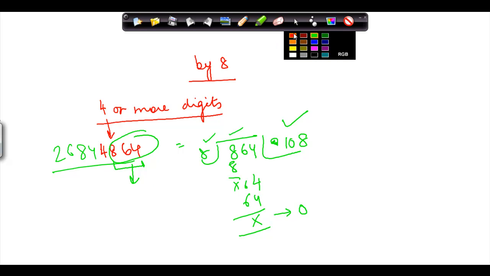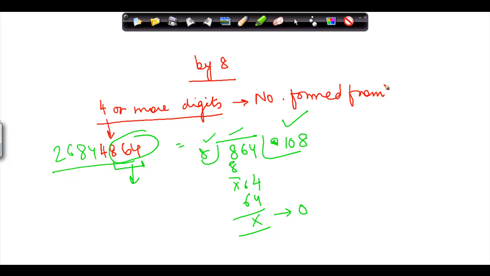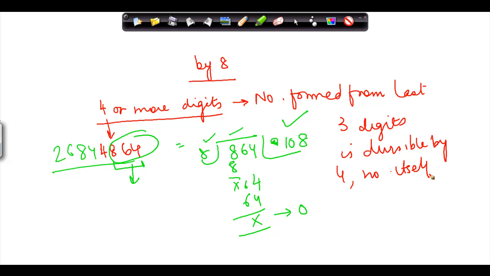So what's the rule? The rule is that if in a number containing 4 or more digits, the number formed from the last 3 digits is divisible by 4, I'm sorry, this is not 4, this is 8. Is divisible by 8. So this is the rule insofar as division by 8 is concerned.